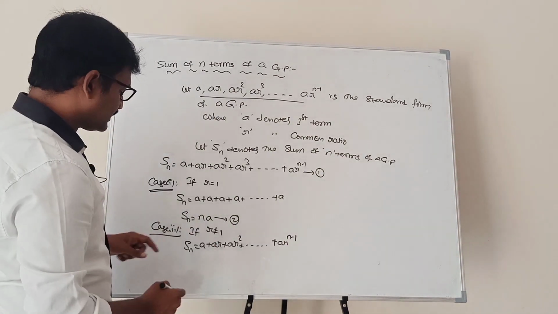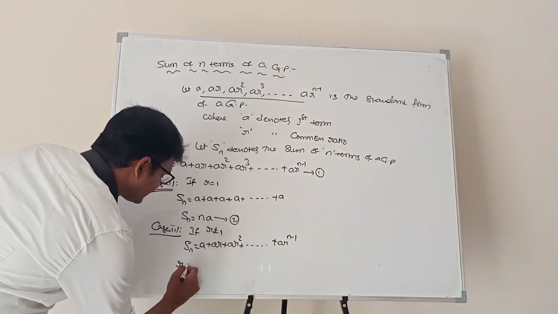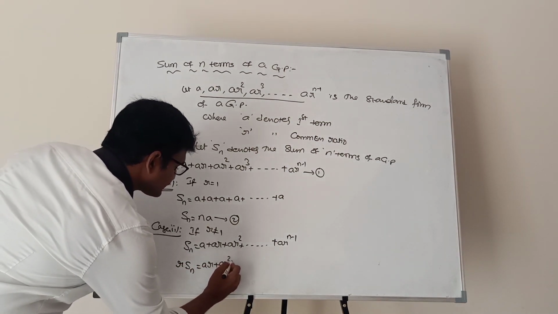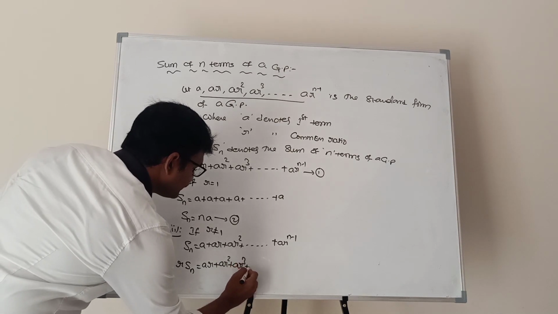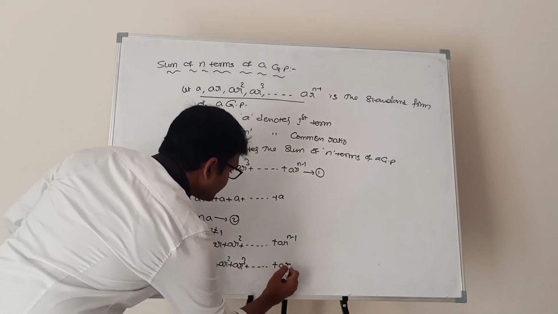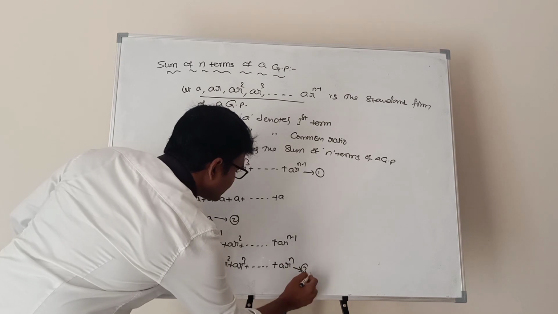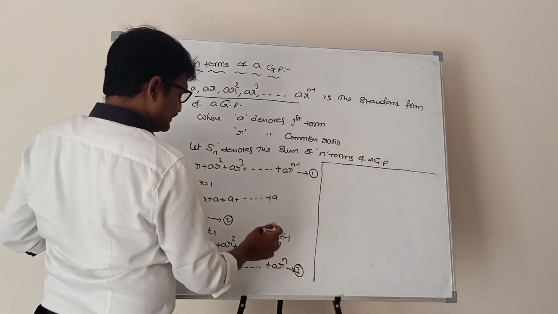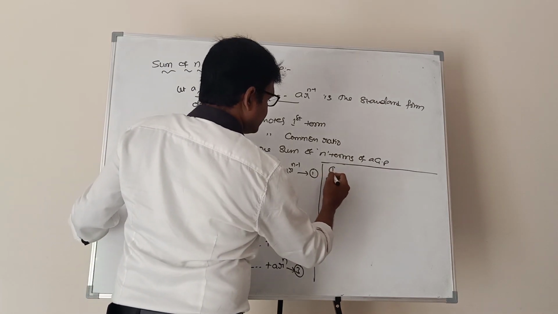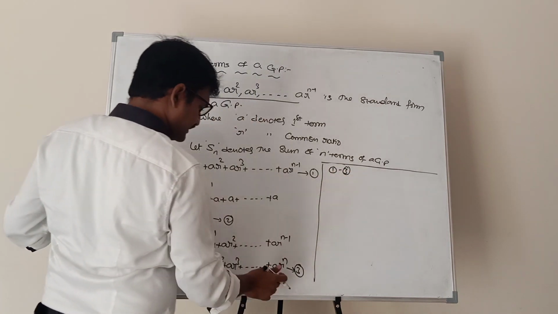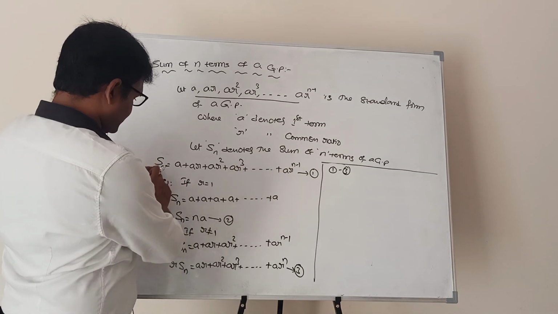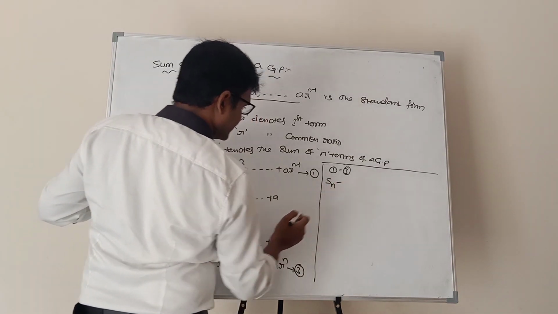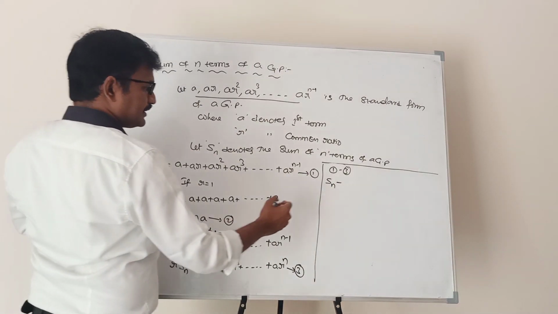Multiplying both sides with r. If you multiply both sides with r, r into Sn is equal to ar plus ar squared plus ar cubed plus so on, a into r power n. Let this be equation number 3. Subtracting equation number 3 from equation number 1. Here Sn is there, here r Sn is there. Sn minus r Sn.